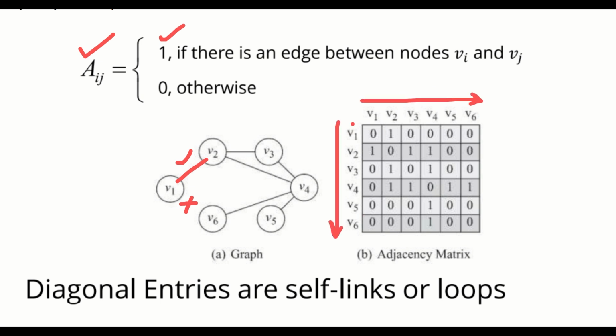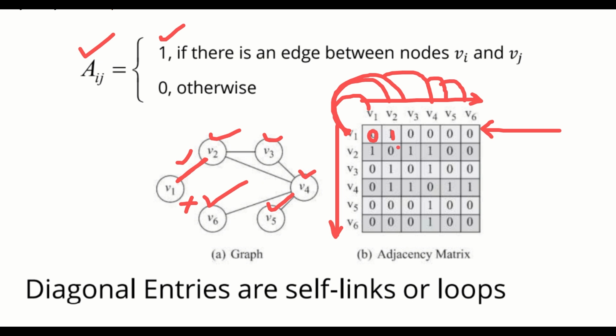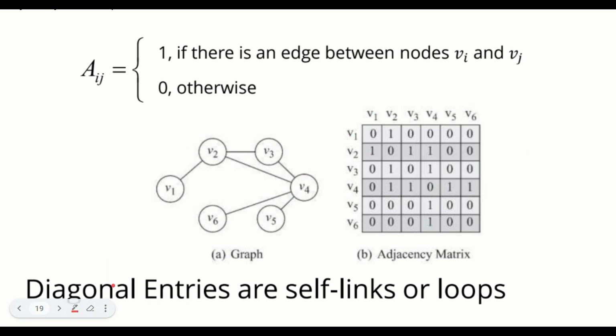You're going to compare every node. You compare V1 with V1 and check if there is any edge between them. There is no edge between V1 and V1, so you put 0. You check for V1 and V2, you see that there is a connection between V1 and V2, so you put a 1. Like that, you check for V3, V4, V5, and V6, all of the nodes. That completes our first vertex, V1.